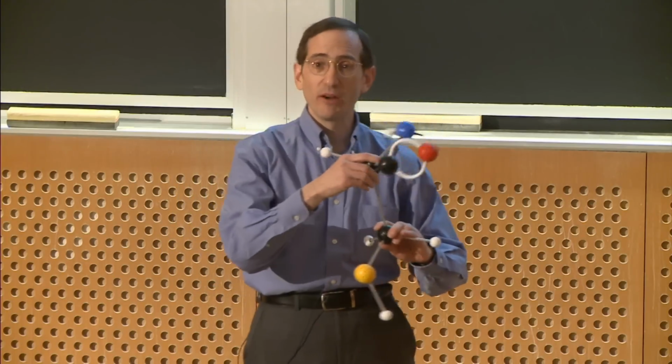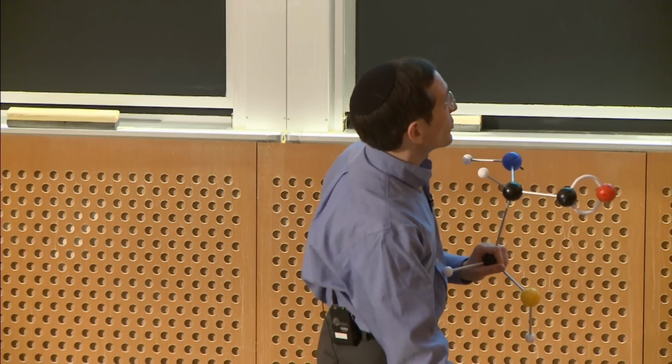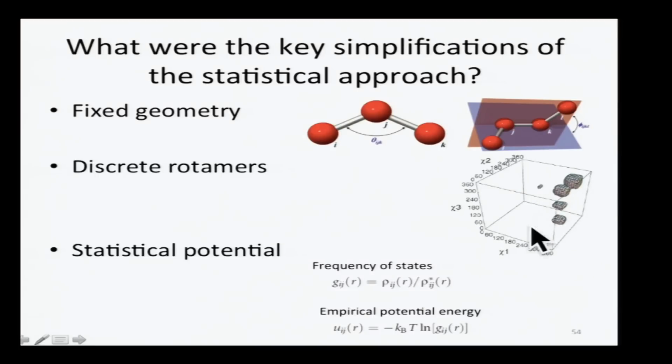We're simply trying to figure out the bond angles. We're going to use rotamers, so we're going to turn our continuous choices often into discrete ones, and we're going to derive statistical potentials to represent the potential energy, which may or may not have a clear physical basis.